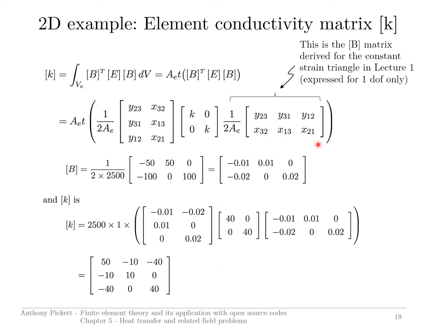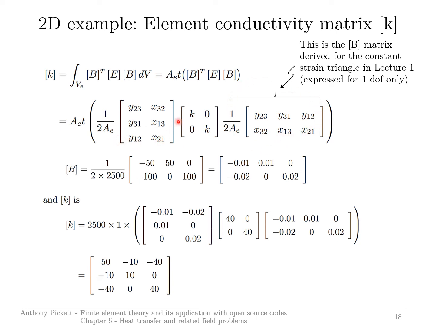If you do look back to the derivation of that element, you will find a lot of zeros in this matrix. You can cut out these zeros because we only have one degree of freedom, and this is in effect the B matrix for this element. And just to remind you, for example, y23 means the coordinate of node 2 in the y direction minus the coordinate of node 3 in the y direction. x13 is similar, for example, the x coordinate of node 1 minus the x coordinate of node 3 for this triangular element. So this is my B matrix.